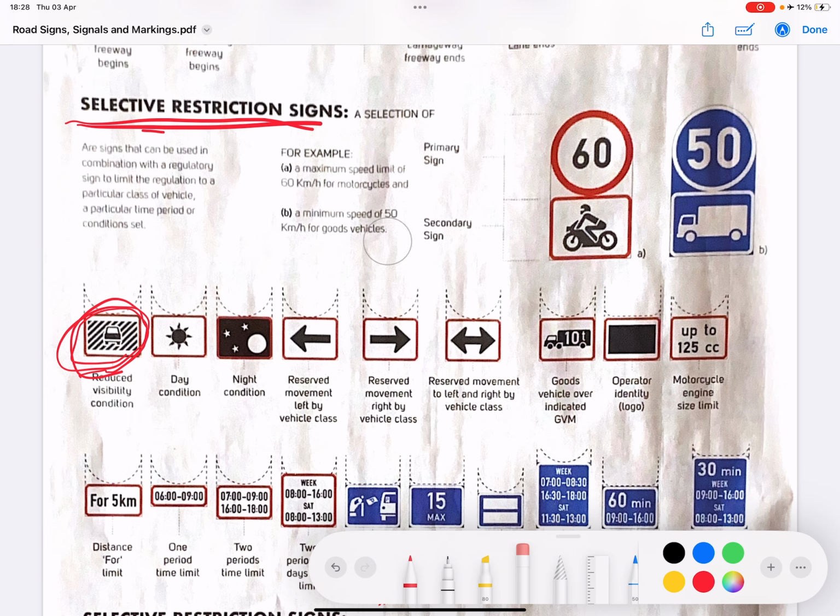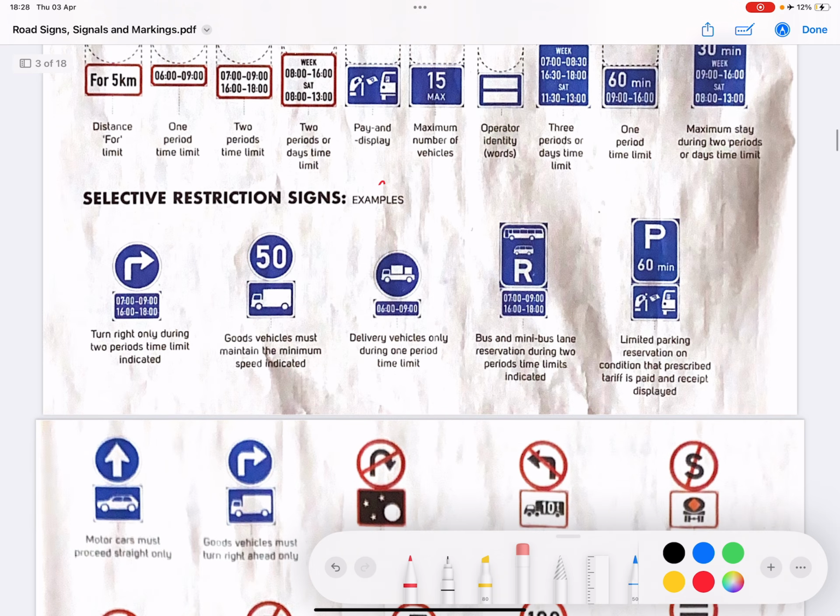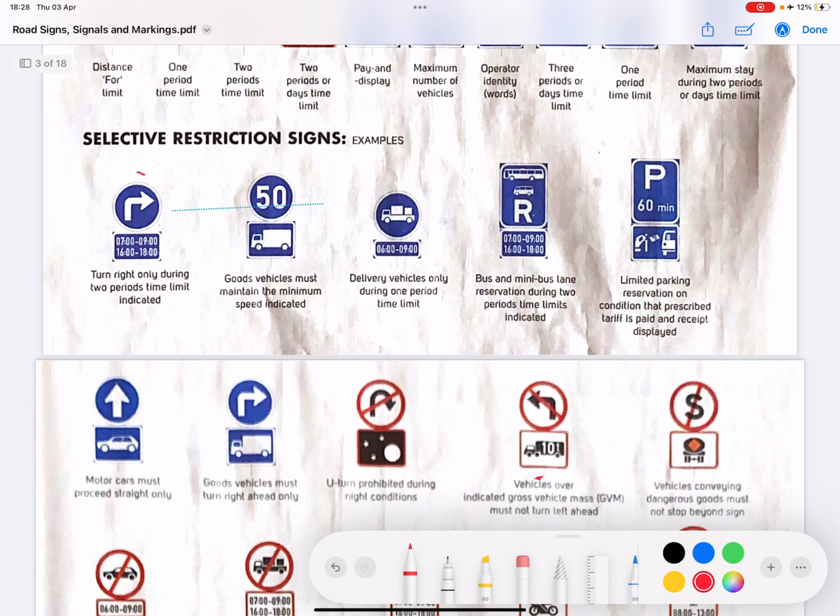All right. And then you have this combination, which tells you that you must turn right, but between when? 7 to 9 and 4 to 6. It's a must. Goods vehicles must maintain the indicated speed. They must drive 50 and above. Delivery vehicles only must drive here during 6 to 9 a.m.